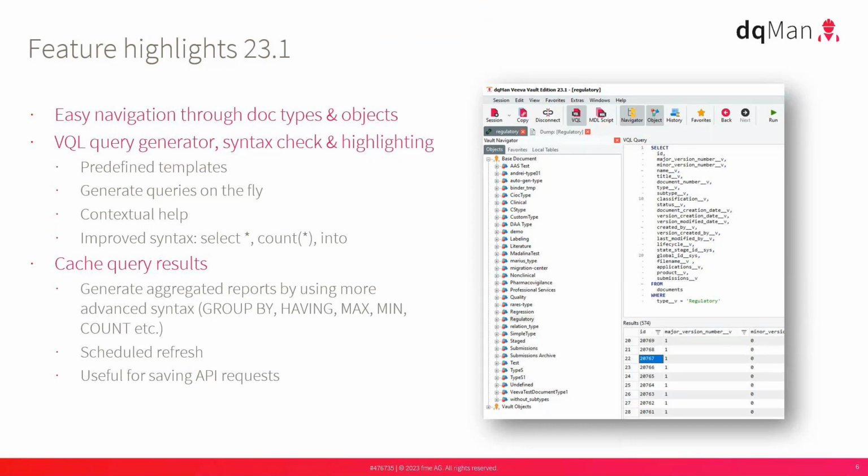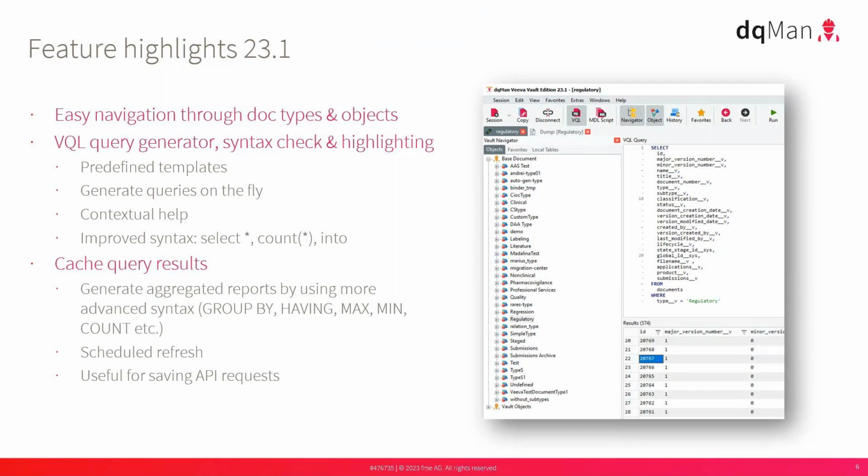But the user can also write his own queries, and therefore we provide contextual help for creating the queries. We also improved the VQL syntax with some nice features that are supported in most databases. So, for example, with dqMan, you can execute select star or select count star, which is not natively supported by VQL.